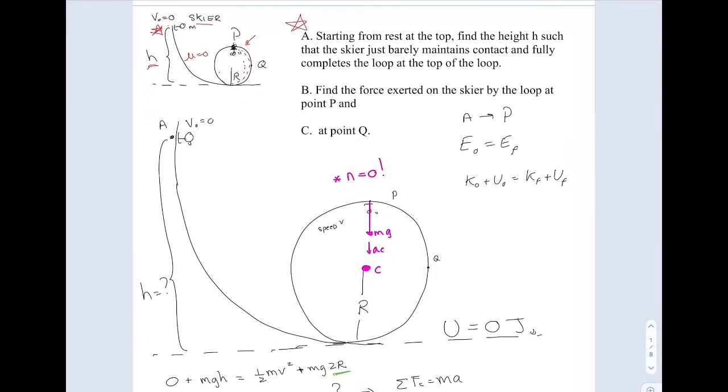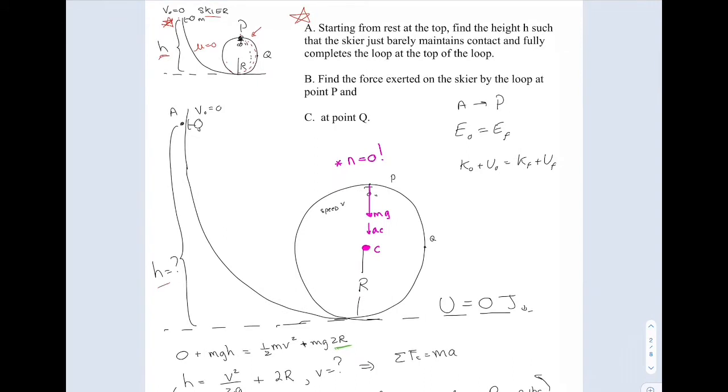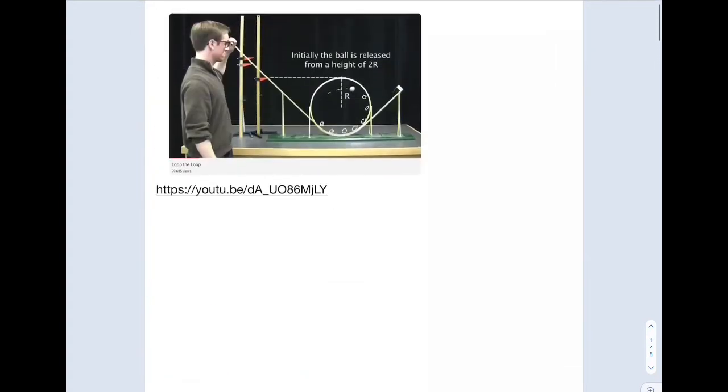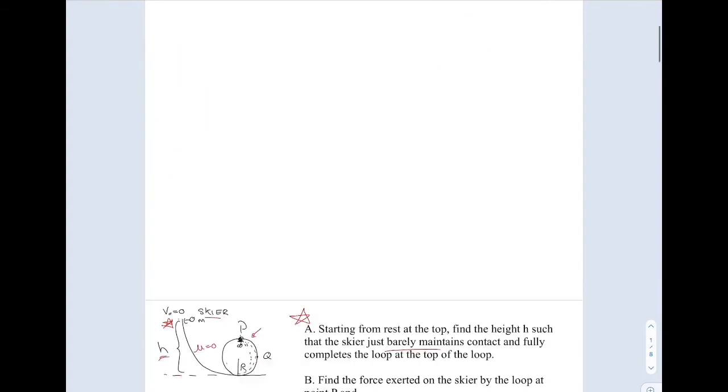So I'm trying to find the height such that when the skier starts from rest, they just barely maintain contact and fully complete the loop. The video we saw showed that the skier has to go around and just barely maintain contact, and we found from the previous chapters on Newton's laws that this meant the normal force at the top has to be 0, and then they fully complete the loop.